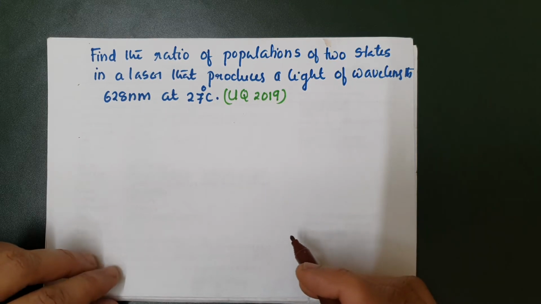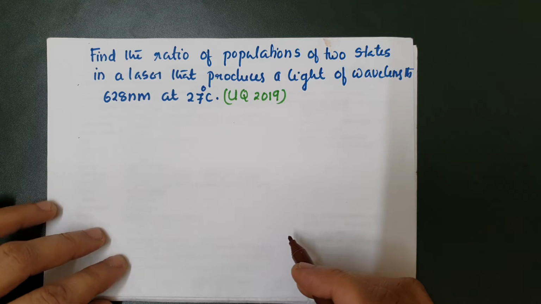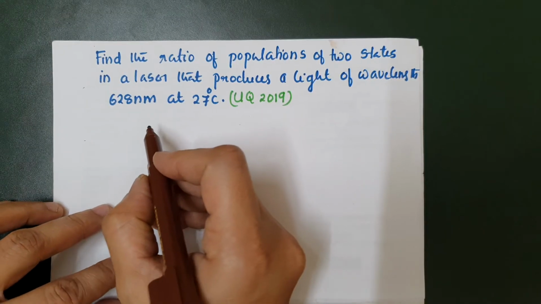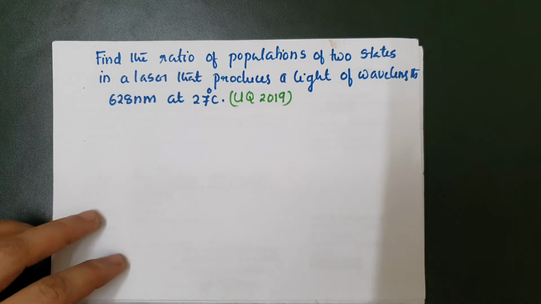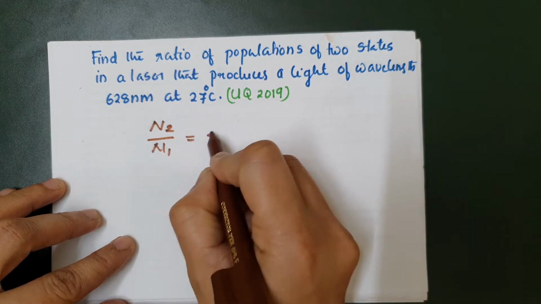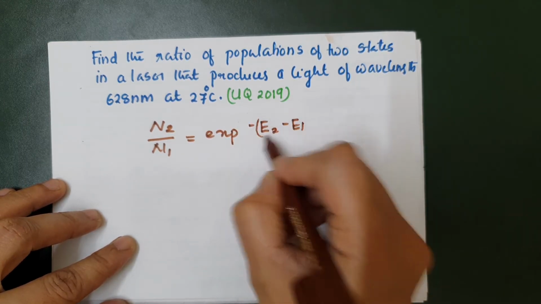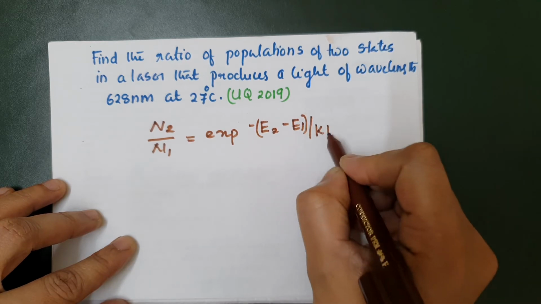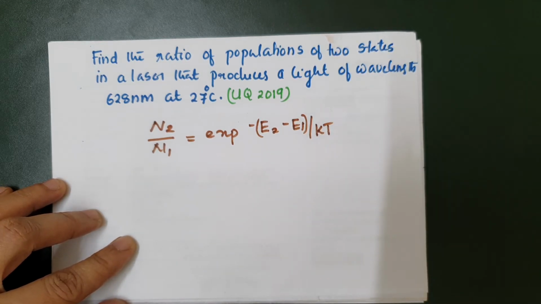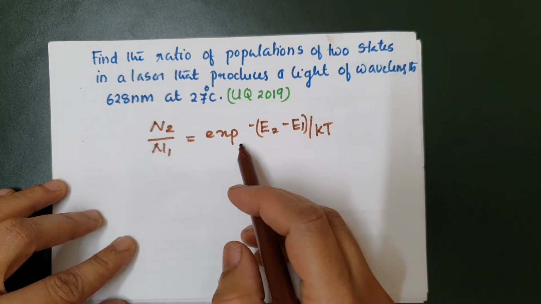Find the ratio of population of two states in a laser that produces light of wavelength 628 nanometer at 27 degrees Celsius. Here the ratio of the population is given by Boltzmann law, that is N2 by N1 is equal to e raised to minus (E2 minus E1) divided by kT.